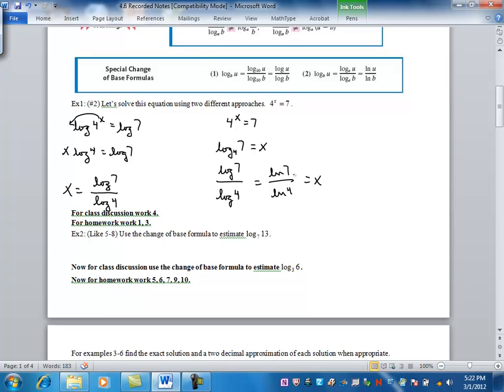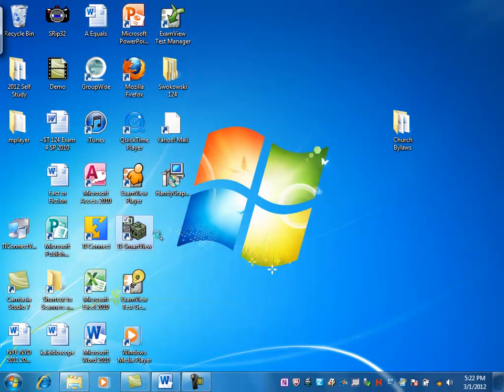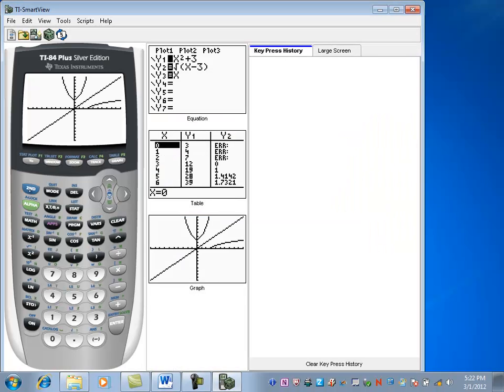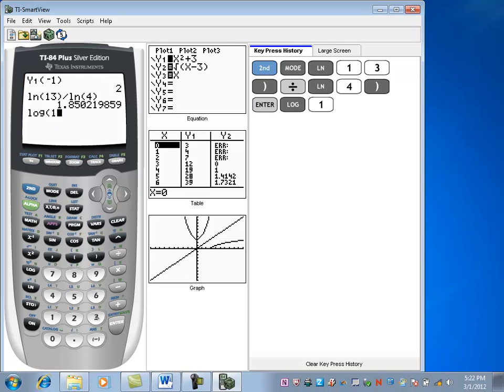Now here it says use the change of base formula to estimate log base 7 of 13. Well, I can rewrite this as log of 13 over the log of 7. I apologize, I forgot to open up my calculator, but we can do that here real quick. Here we go. Let's get off the main screen here. We can type in the natural log of 13 divided by the natural log of 7, or we can type in the common log of 13 divided by the common log of 7.